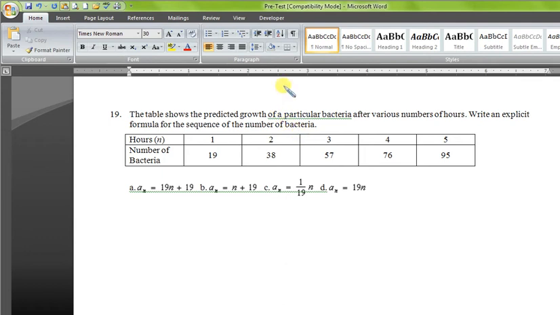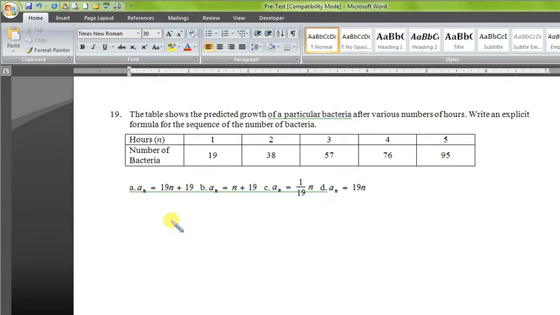Okay, I'm going to try and finish up this review on this one video. So let's take a look at some of these word problems. In question number 19, you are being asked to write a formula for the sequence of the number of bacteria. Well, this is very similar to question numbers 1 and 8.